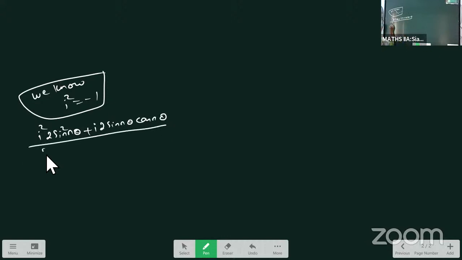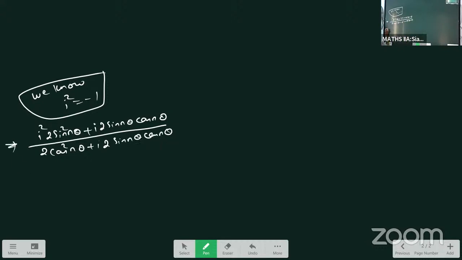See here, we know i square is equal to minus 1. So i square into 2 sin square n theta plus i into 2 sin n theta cos n theta, by, write the denominator as it is, 2 cos square n theta plus i into 2 sin n theta cos n theta.